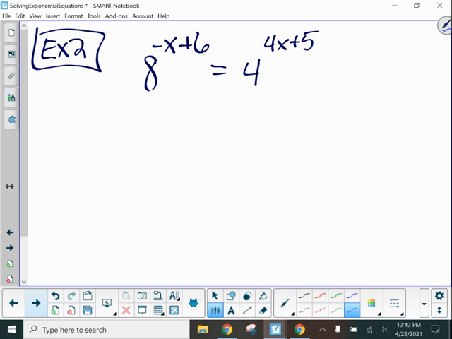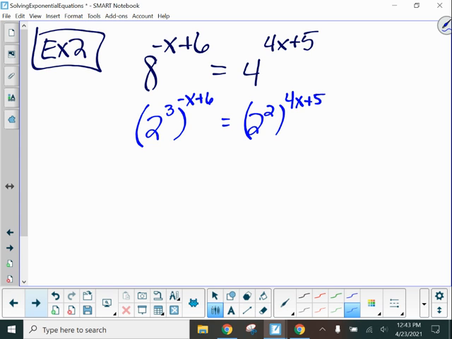Our second example, this one, we actually have to change both bases because you have 8 to the negative x plus 6, 4 to the 4x plus 5. I can't write 8 as a base of 4, and I can't write 4 as a base of 8, but I can write both of these as a base of 2. So this is 2 to the 3rd, and then to the negative x plus 6 power, and 2 to the 2nd to the 4x plus 5 power.